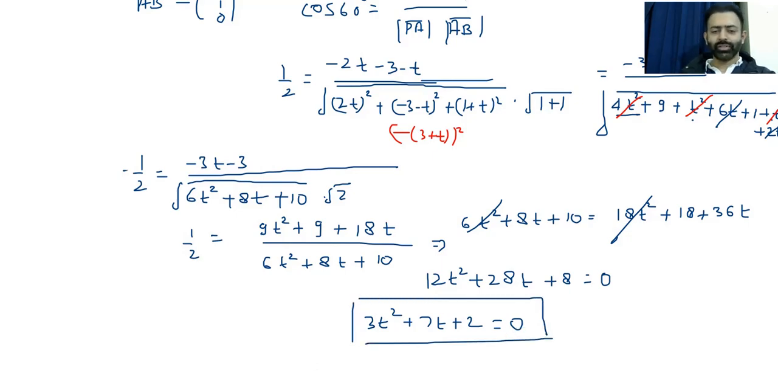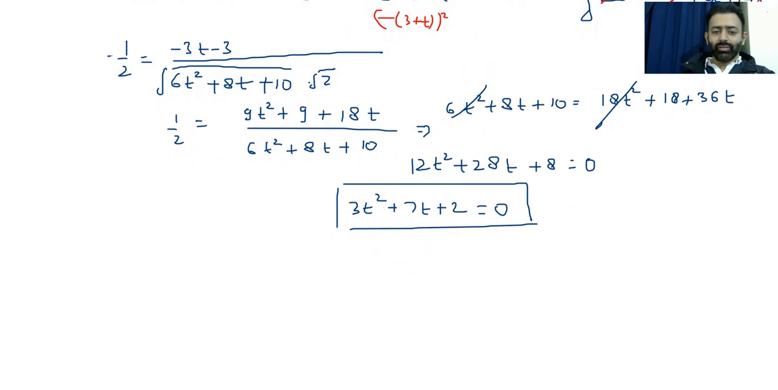Okay, now if this is equal to 0, let us find out the value of t. So 3t square, you can factorize this as (t plus 2) into (3t plus 1) equal to 0. By splitting the middle term, I get these. So the t value you are getting is minus 2 and minus 1 over 3.